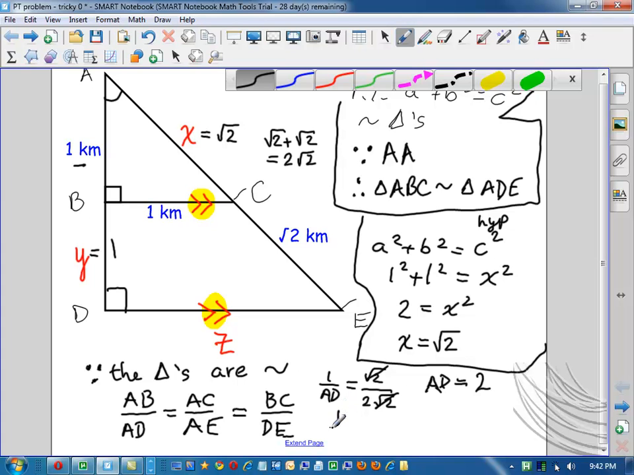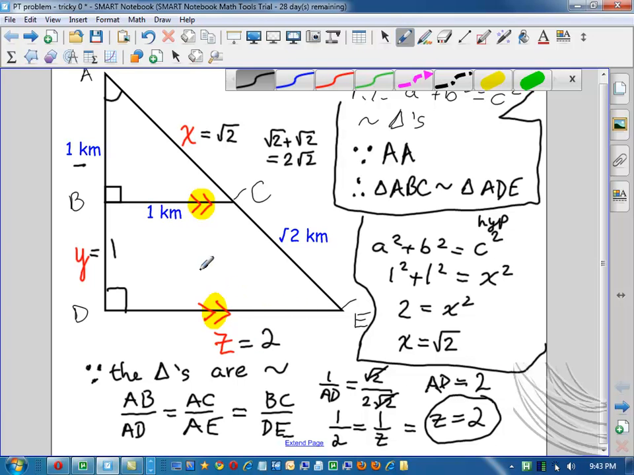So if we go 1 is to 2 is equal to, now we're going to look at this one as 1 is to z. So the ratio of this to the whole side is equal to the ratio of this to this whole side, which is that. Clearly we can see that z is equal to 2. And we put our 2 in, and we've answered all our questions.